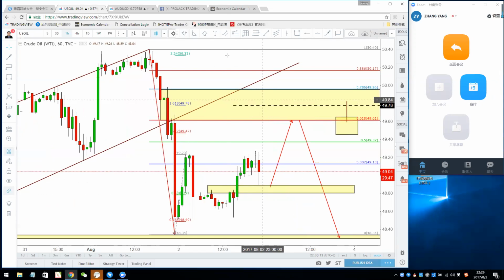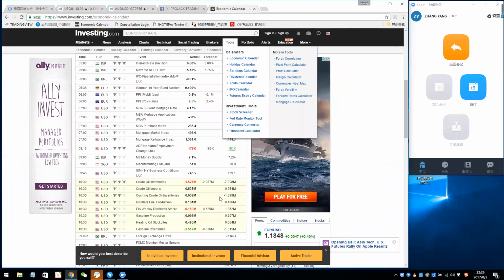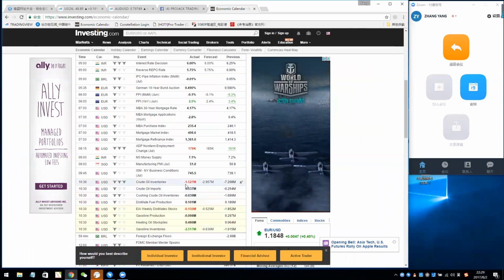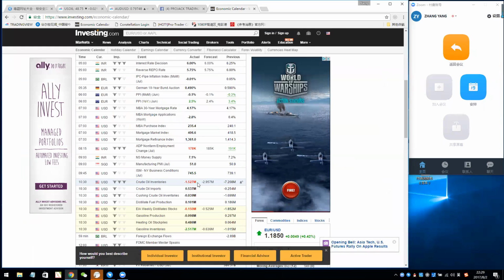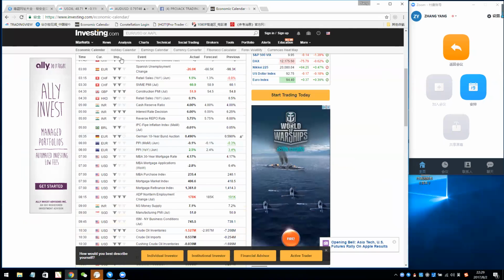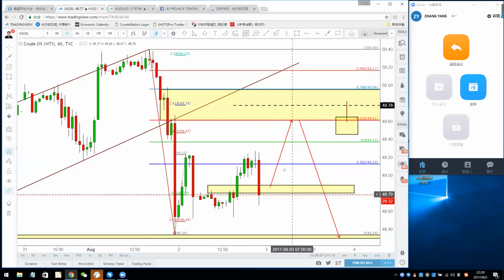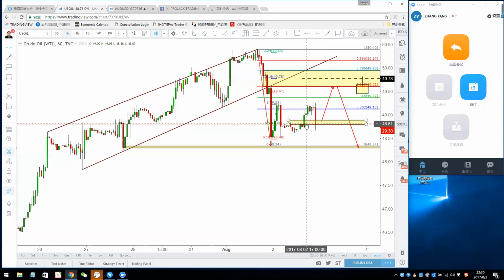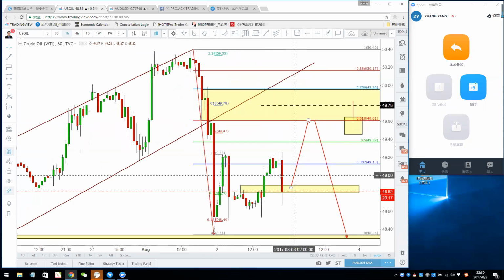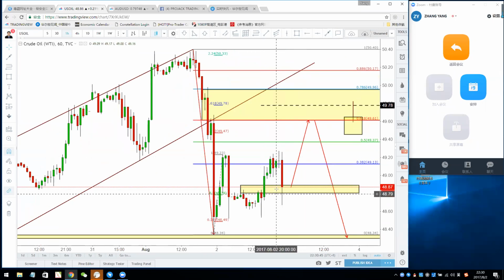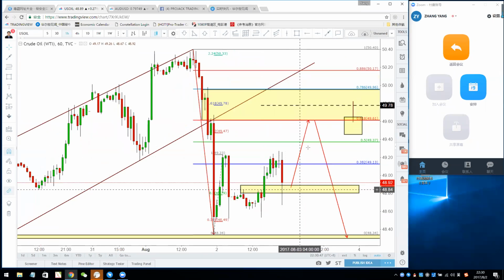I think for the data, let me just see. It's negative 1.527 million. So actually it's bearish, bad data for the oil because it tells you that the supply is still more than demand, right? However, if the oil fails to break the new low, I think it goes up, right?